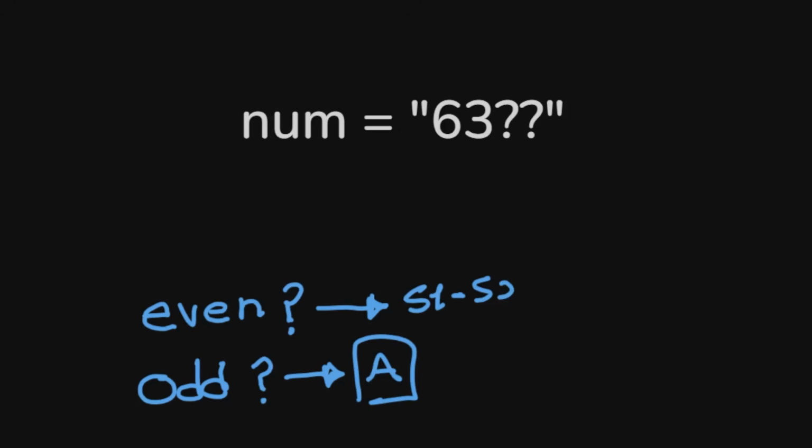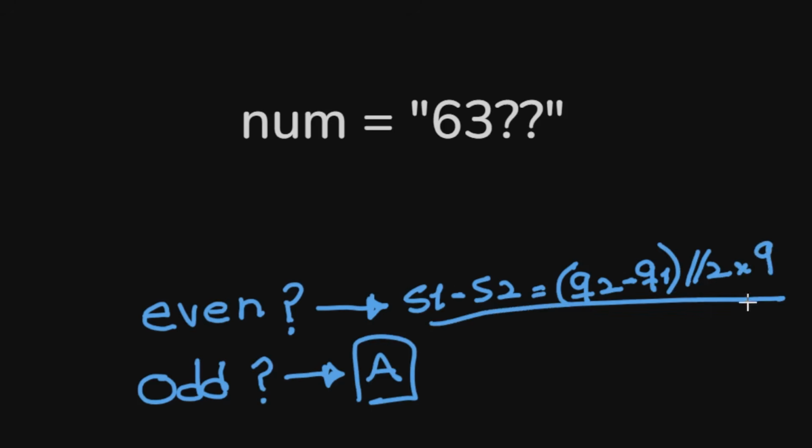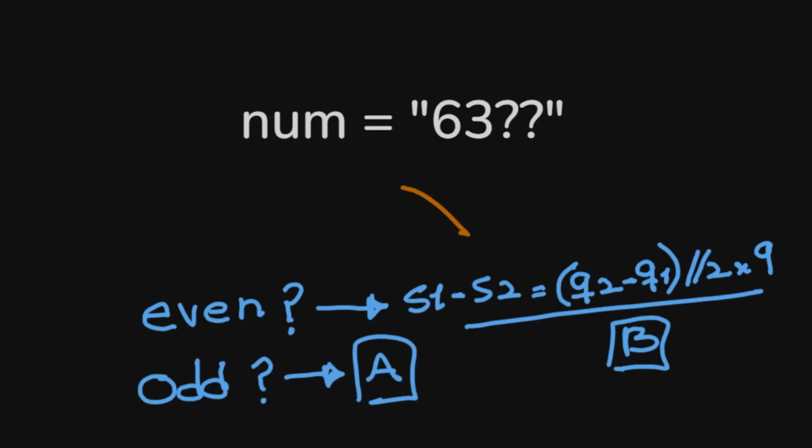So if we have an even number of question marks and the sum of the first half minus the sum of the second half is equal to the number of question marks of the second half minus the number of question marks of the first half, divided by 2, times 9, then we have a scenario in which Bob wins. And this is exactly the same as what we did up here.